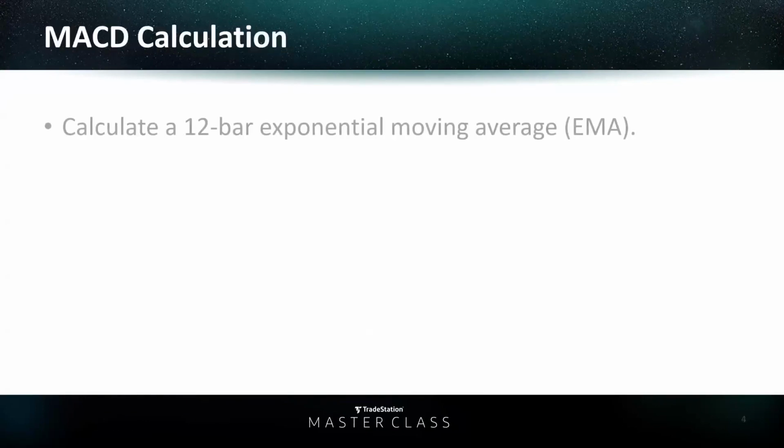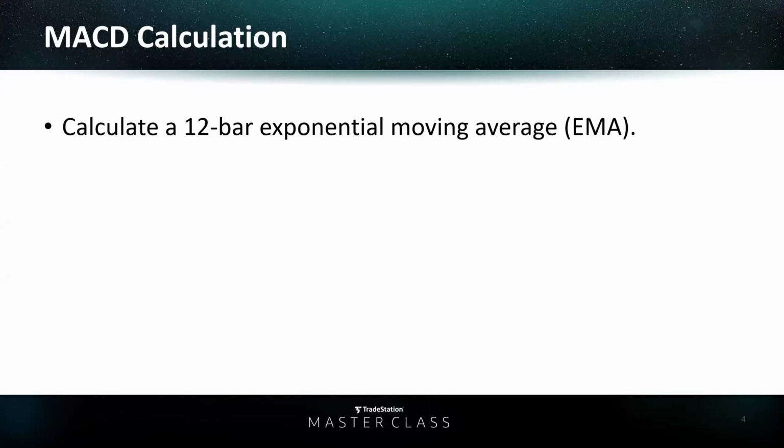How is it calculated? Well, first, we have a 12-bar exponential moving average. So these are numbers that are default parameters in the MACD, and of course, you're welcome to modify them. One of the things that TradeStation is known for is the way that it gives you the ability to customize pretty much everything that it provides. So even though the MACD uses 12, 26, and 9 bar parameters for the calculation, you can go in there and change those parameters if you wish to do so.